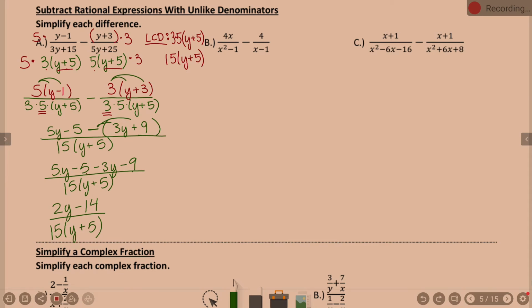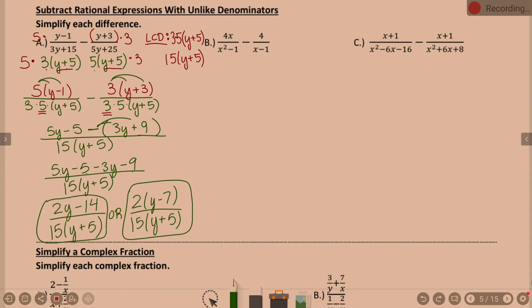Yeah, can we at least factor the top? Again, I'm not sure what Savas is going to expect. If we factor a 2 out of the top, it's 2 times y minus 7 over 15 times y plus 5. Does anything cancel? No, nothing cancels. I'm perfectly fine if you leave the first answer, as long as you at least do a mental check: does anything cancel? I'm not sure what Savas will say, but I'm fine if you leave the first answer.